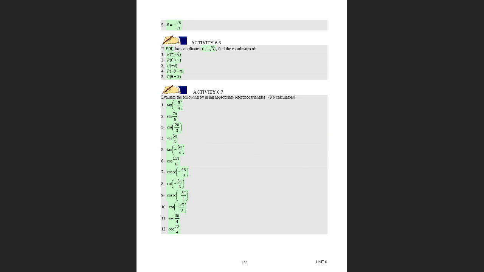For number 2, we have 7 pi over 6. As I said, you always have to gauge which quadrant it is in. If you multiply by 180 over pi, you will know exactly which quadrant it is in. It's in the third quadrant.